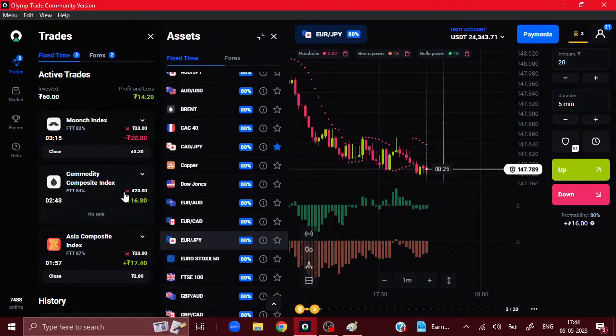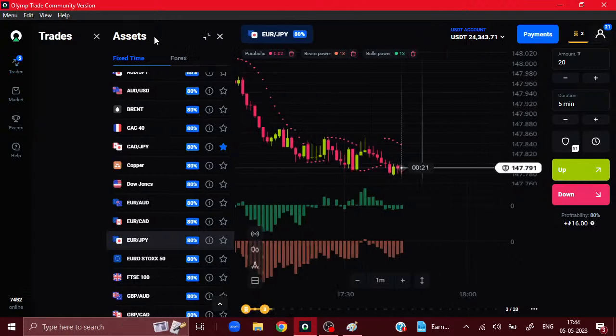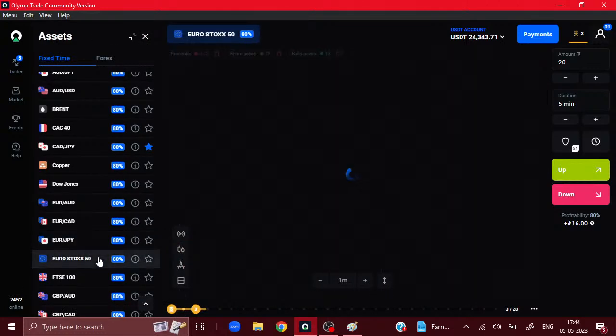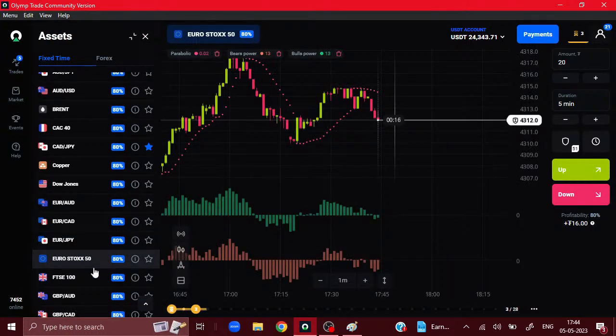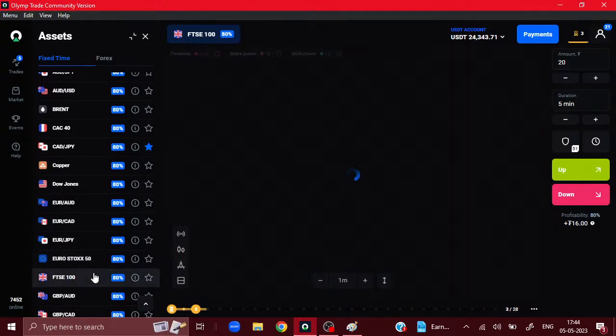Already 3 trades are active. Out of these 3 trades, right now 2 trades are in our favor. If we lose one particular trade, guys, at that point I will activate the martingale formula.